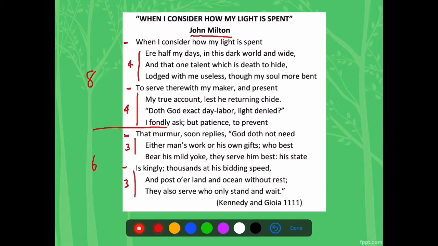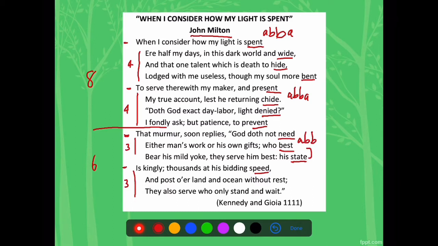So the first eight lines, like I said, build the tension, and then the second part, the sestet, it needs resolution. Okay, and about the rhyme scheme, you see, we've got spent, we've got bent. So if we say the end is A, right? We got A and A. But between that, we've got wide and hide, the B rhyme. So it becomes A, B, B, A, right? What next? Chide, denied, present, prevent. A, B, B, A again. And what else? Need, best, rest, speed. A, B, B, A.